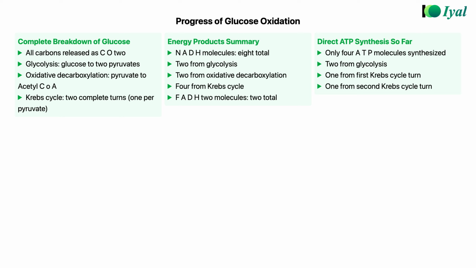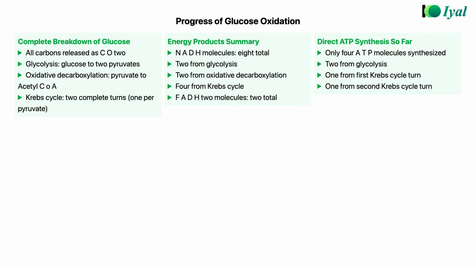Direct ATP synthesis: 4 molecules. 2 from glycolysis, 1 from each turn of the Krebs cycle. Only 4. When I started talking about aerobic respiration, I said lots of ATP will be made. But so far, only 4. You might be wondering, where is the promised energy? Why all this talk about ATP if only 4 are made?